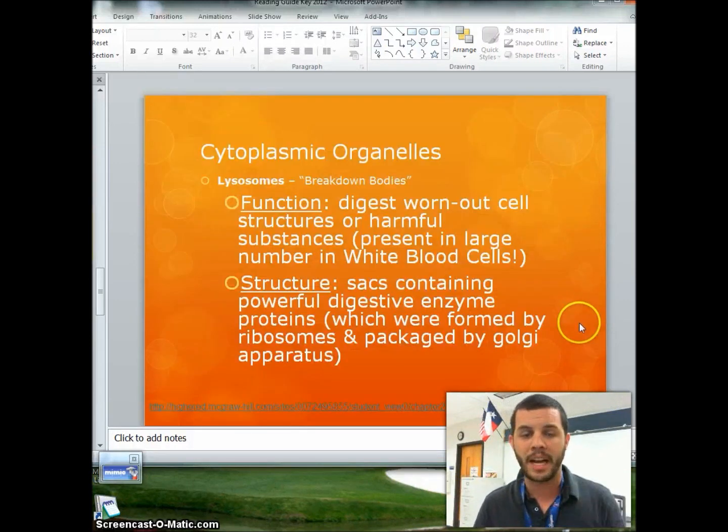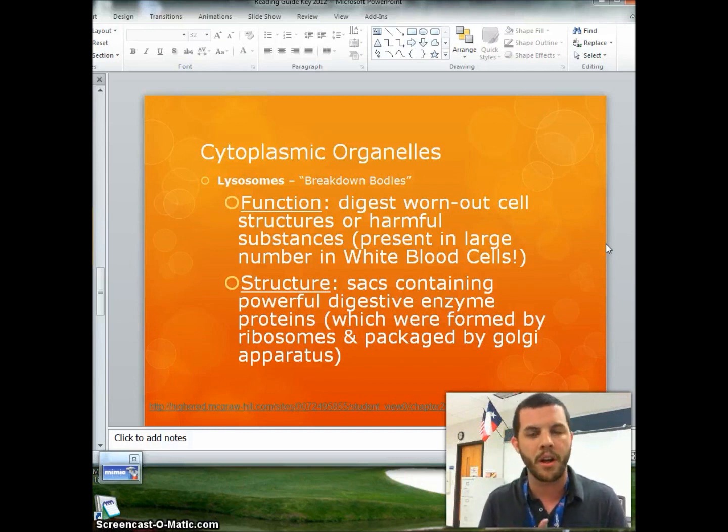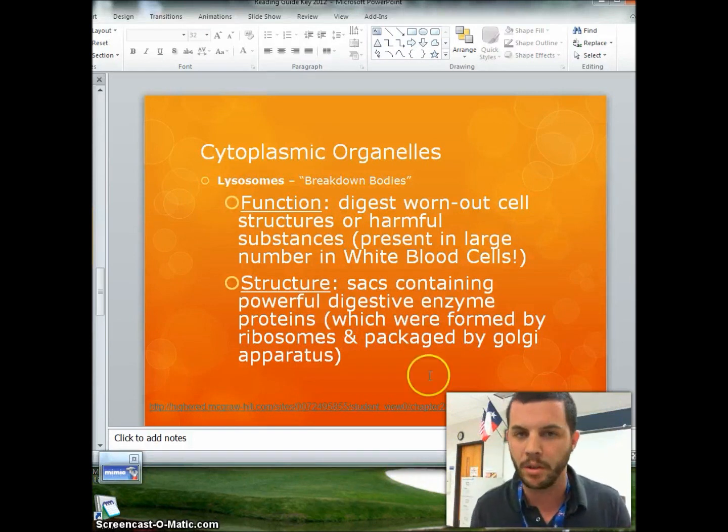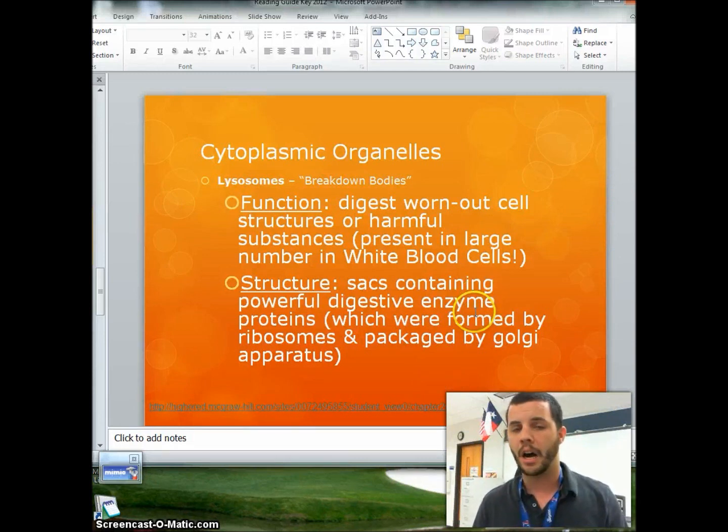Okay. Next, we have lysosomes. These are called breakdown bodies. Okay, these are going to digest. Well, first they're going to engulf and then digest worn out cell structures or other harmful substances. Okay, so they're actually going to swim up, engulf things, and then spit them out into the outer cell area. Okay, they're just little sacs. They've got these powerful digestive enzymes, and that's what it does.